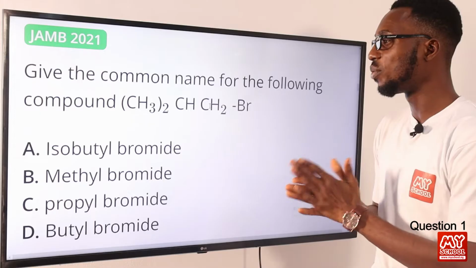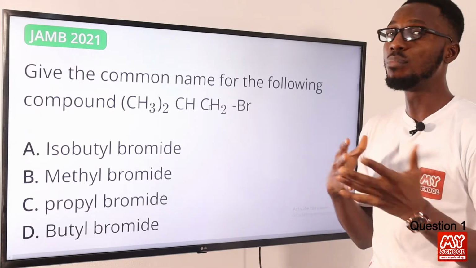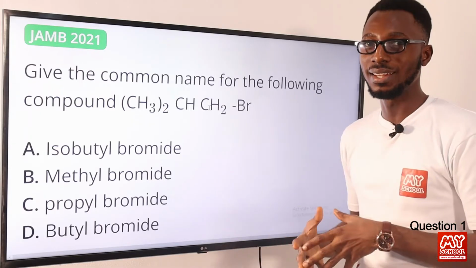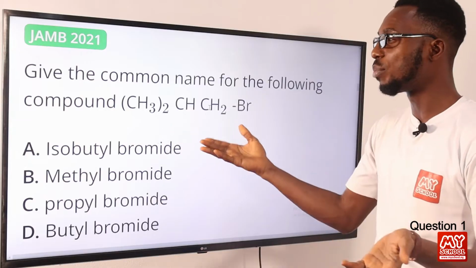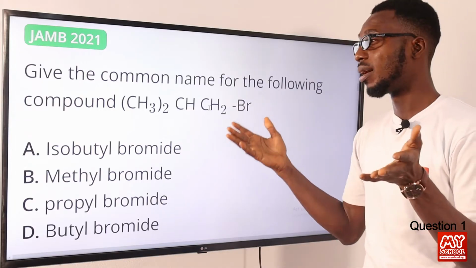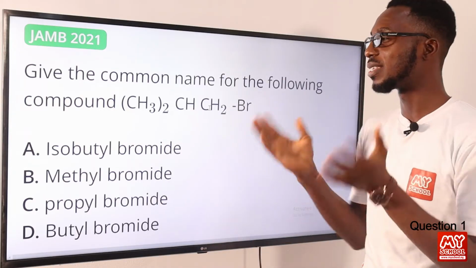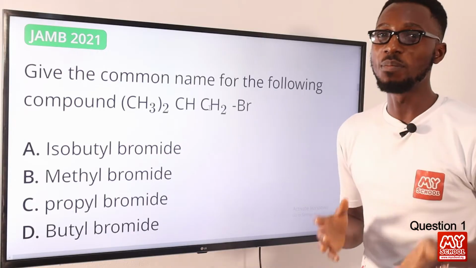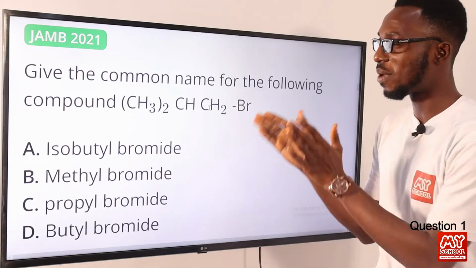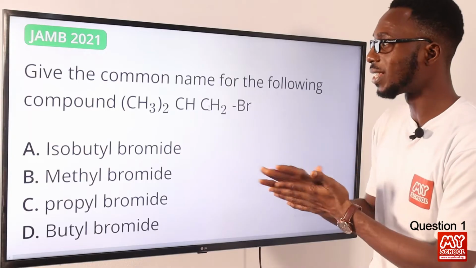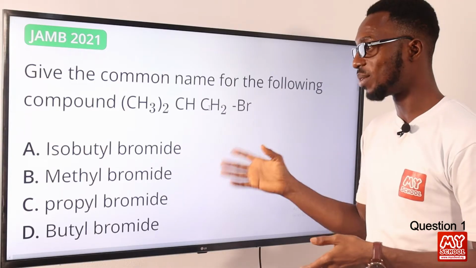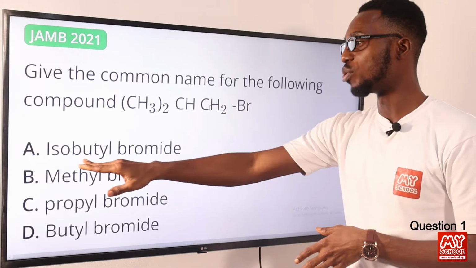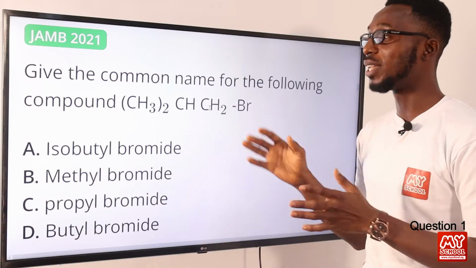Okay, so that is telling you that we're talking about a monohaloalkane, all right? And once a monohaloalkane has 3 or more carbon atoms, it's going to exhibit structural isomerism. But we are not concerned about that. We are sticking with what the question requires, just the common name for this compound. So definitely it's going to be isobutyl bromide. So option A is the right option.